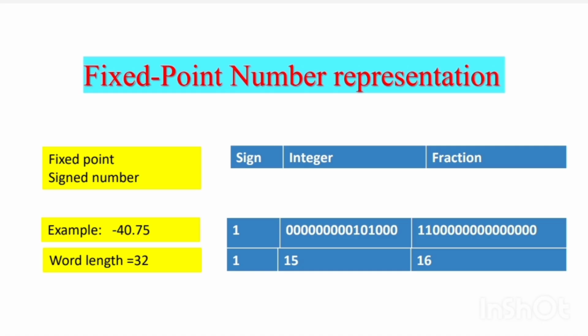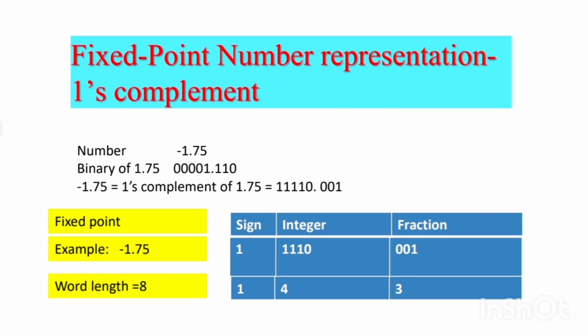Then the fractional part is .75. Its binary pattern is 11 only, but as far as the total word length is concerned, it is 32. We divided it as 1, 15 and 16 as an example. So the fractional part has a word length of 16, and we have only 11 there. The remaining 14 zeros we need to put to fill that part.